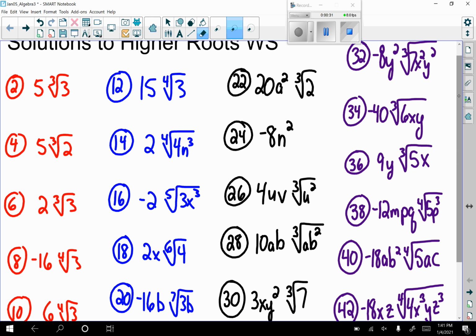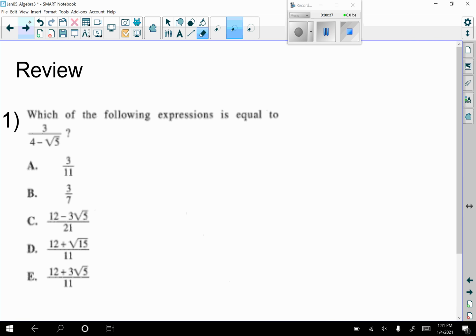So again, continue to pause the video if you still need to look these over. What I wanted to do before getting into today's lesson was still review some problems where we're dividing with radicals. So go ahead and just copy down for this first one, the 3 over 4 minus radical 5. Pause the video to see which of the following expressions is equal to this. Continue playing though to see this step by step.